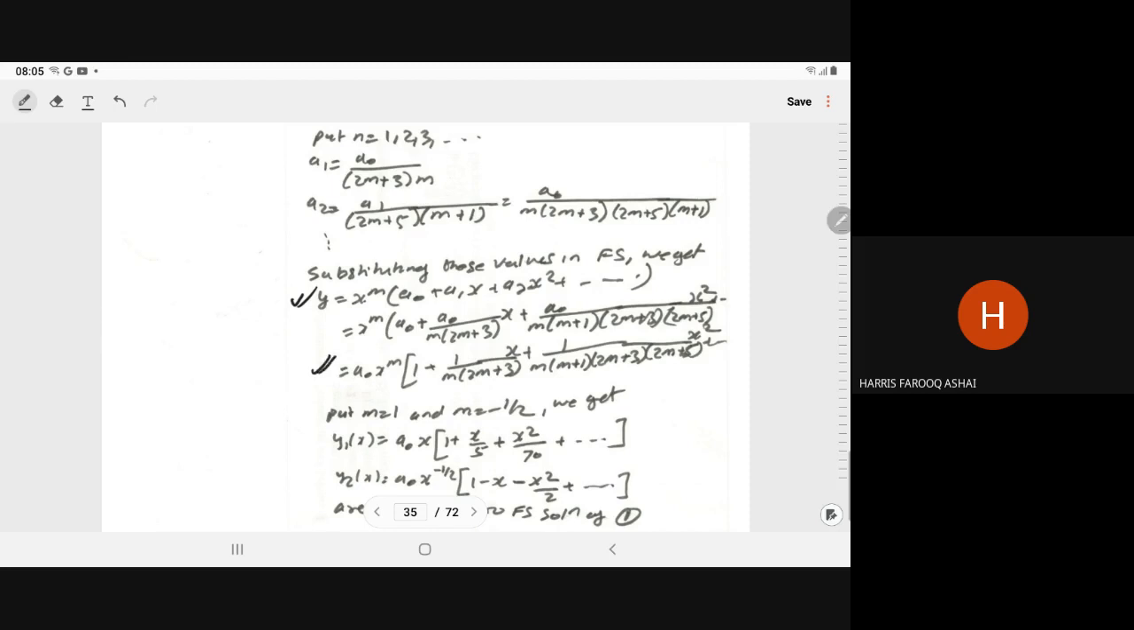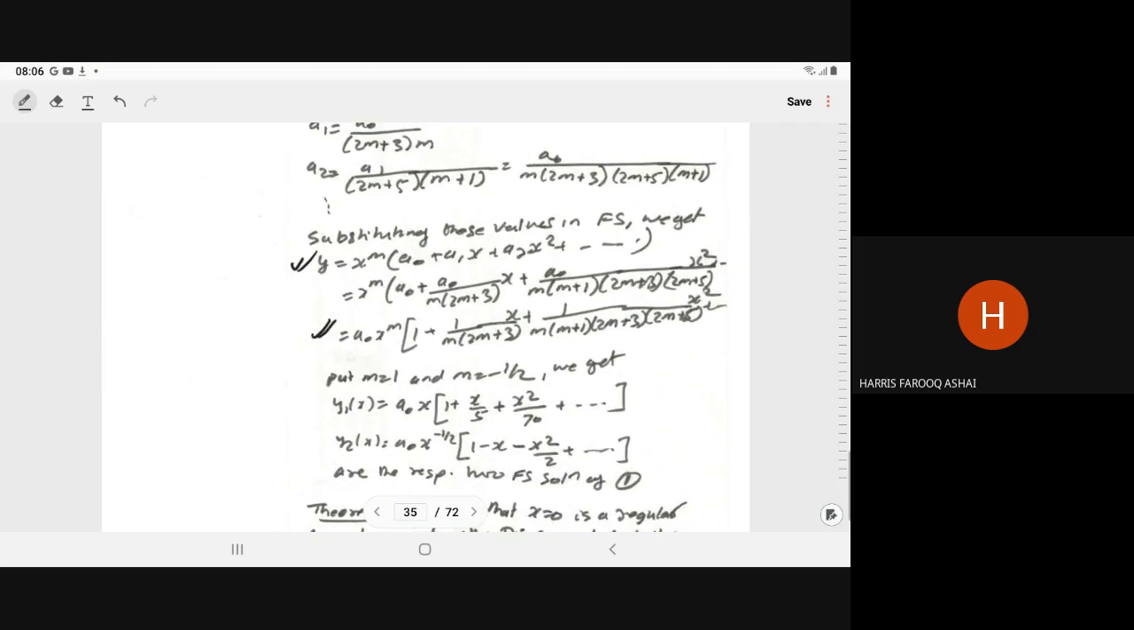In this series, you just have to put the value of m is equal to 1 and m is equal to minus half. When we put m is equal to 1, you will get the series y1, and when we put m is equal to minus half, the series will be y2. So from here we can say the general solution y(x) will be c1 y1 plus c2 y2. So this much remained for the previous question, yesterday's question.